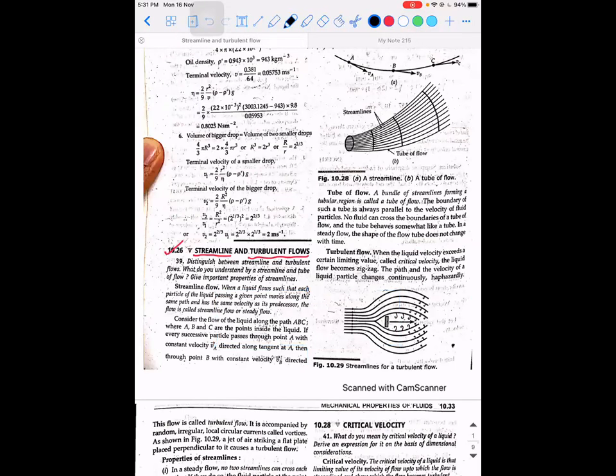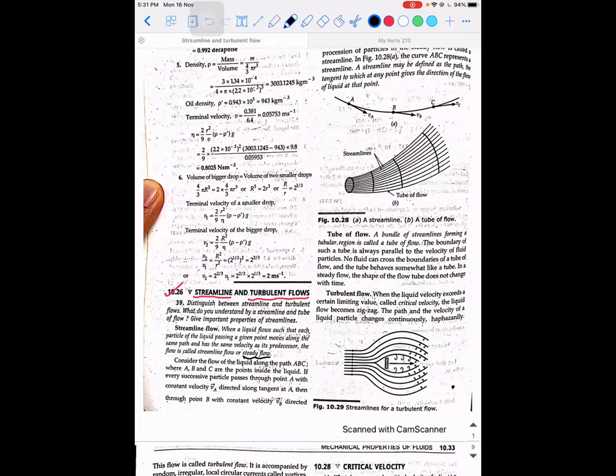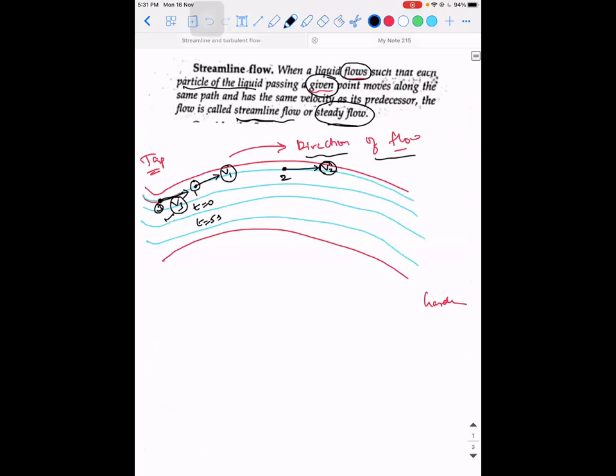So this is what we call as streamlined flow. Generally the word they use is steady flow. Why do they call it streamline is because generally you cannot see the layers of the liquid like this. When I say water is flowing, it is going to flow like this. Let's say this is the pipe. Within the pipe, you will see water like this only. Will you be able to see lines like this?